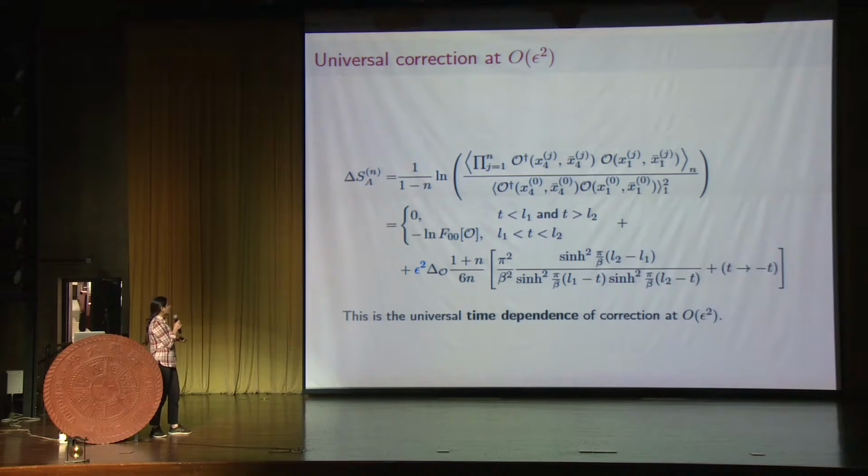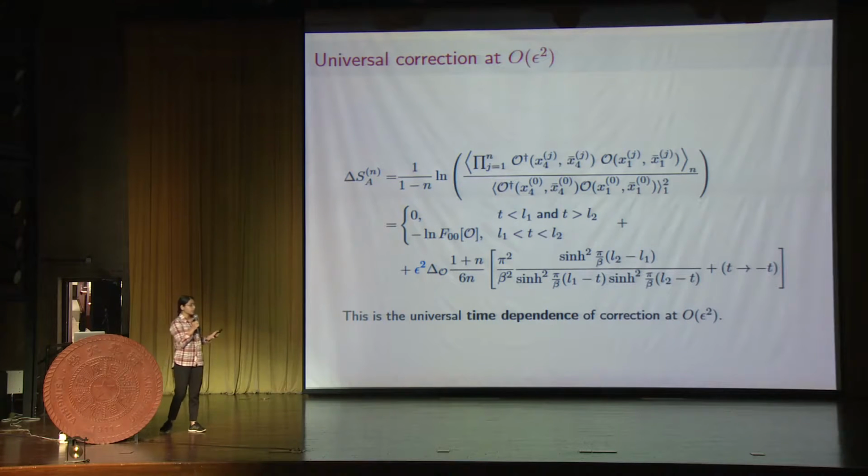Here is the result. So the change in nth Renyi entropy at leading order in epsilon is a step function, and we find that the subleading correction happens at order epsilon squared, and it is given by this function of time, and it is proportional to the conformal dimension of the excited state operator. And we show that the time dependence of the correction at this order is universal.